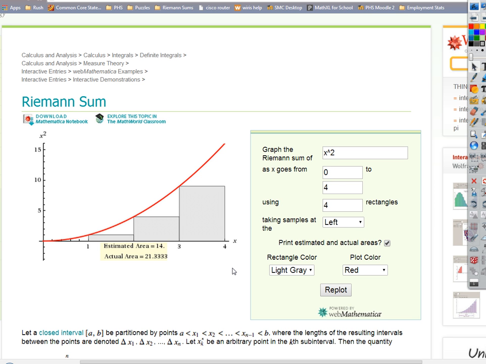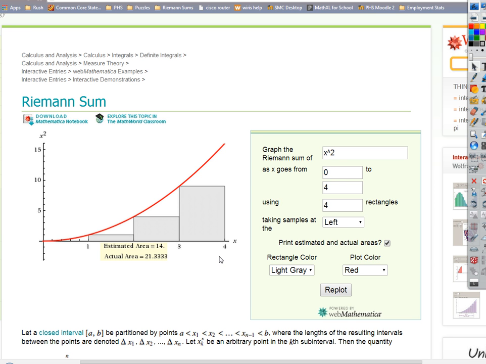Okay? But is there just something we can do about the rectangles? We're just going to use rectangles, and we're even going to measure them on the left or the right. But is there something about the rectangles we could do that would make this more accurate? Make more of them. Yeah.